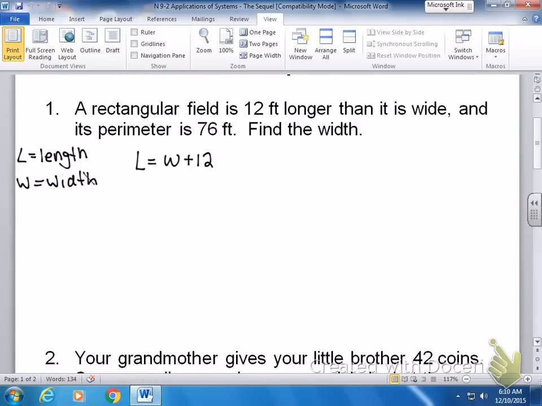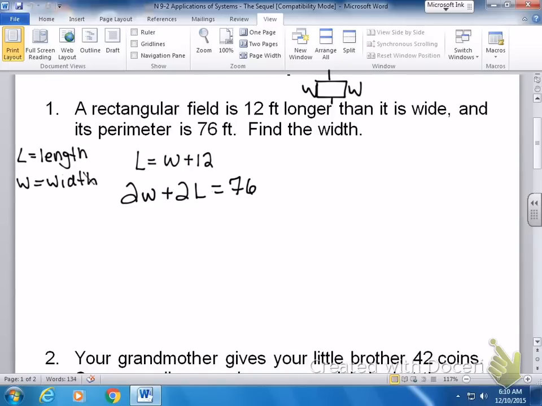The second part of that sentence tells us that the perimeter is 76 feet. Well, if we're talking about a rectangle, I'm going to kind of draw one up here in the corner. We have two lengths and two widths. And to get our perimeter, we have to add all those together. So I'm going to say we have two W's, and we add to that the two L's. That equals the perimeter, which is 76 feet. So now we have our equation.